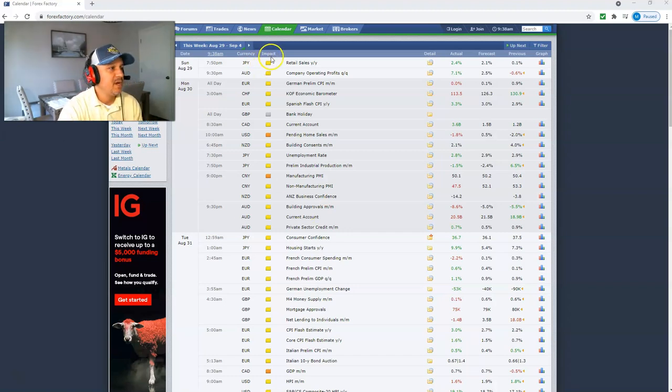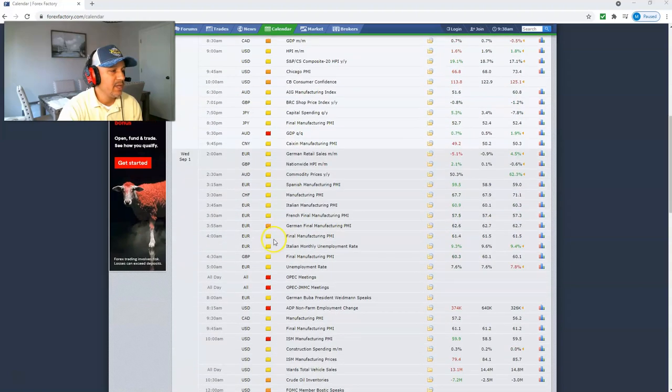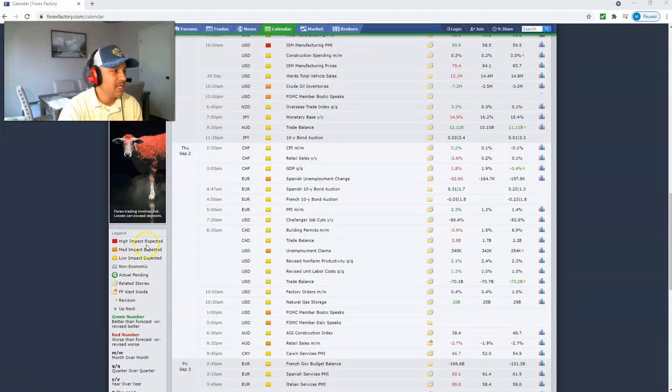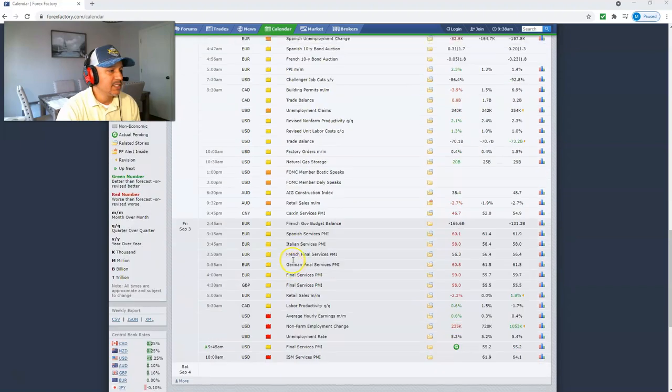And you see where it says impact right here, and you see the icons in different colors like yellow, grayish, orange, and you may even see some in red. If you look down here at the bottom, there's a legend that tells you how high of an impact that economic news event is. It could be high impact, which is red, medium impact orange, low impact yellow, and non-economic for that gray or silver color one. And today's the 3rd.